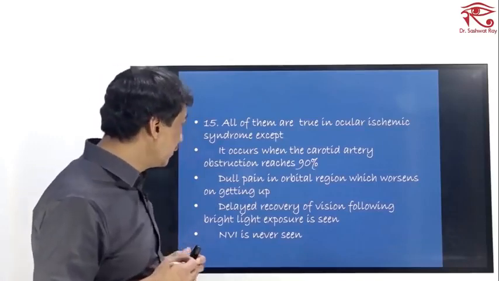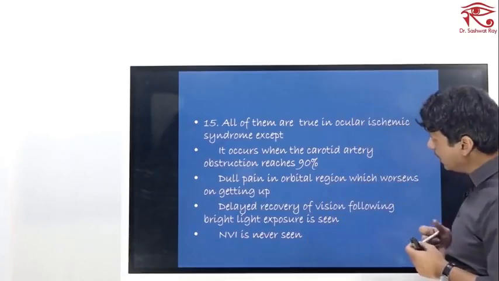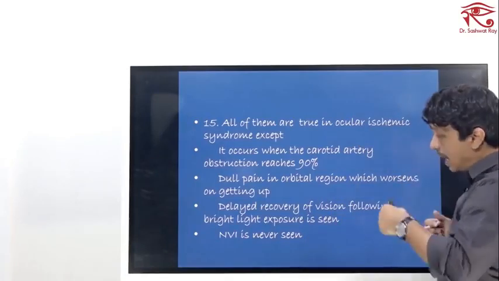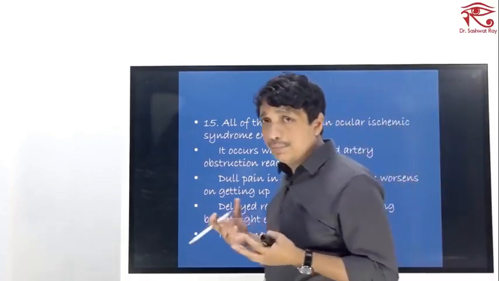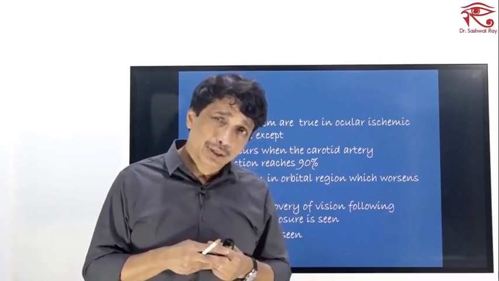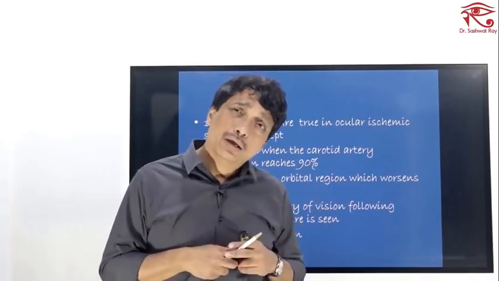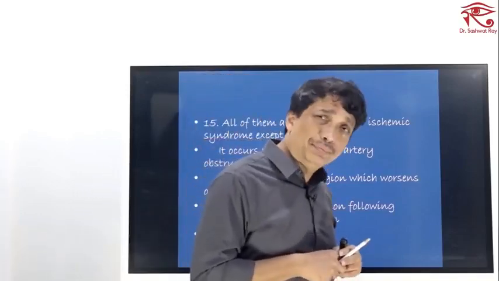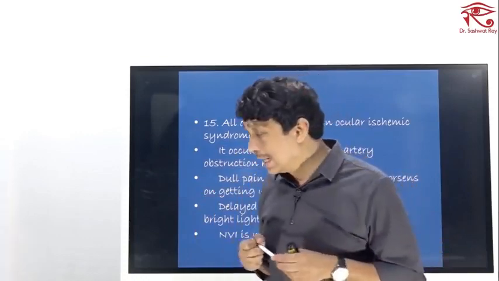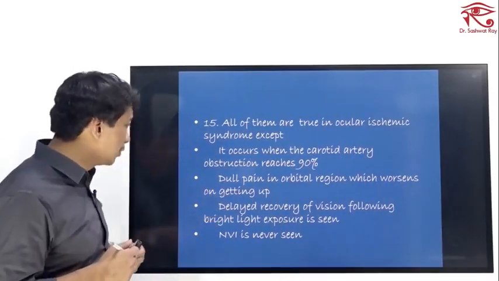Then delayed recovery of vision following intense bright light exposure is also seen in ocular ischemic syndrome. When you flash a bright light into the eye, most of us get dazzled, but we recover our vision very quickly. This is the macular photo stress test, but it is a characteristic of ocular ischemic syndrome that when you flash a light, it takes more time for the patient to get back to normal vision.